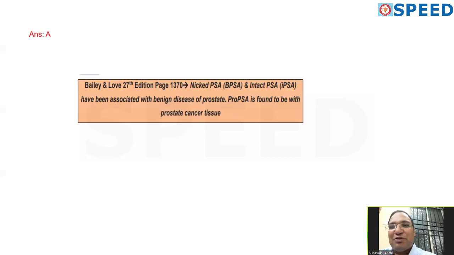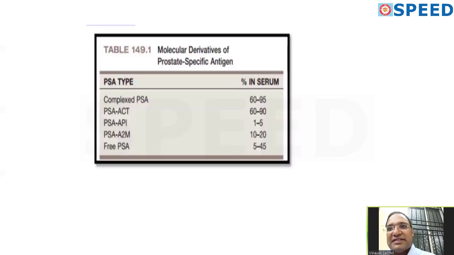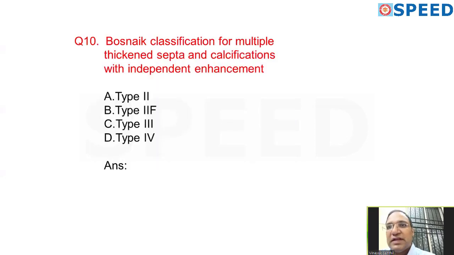Next slide. And this is a typical question from Bailey and Love. It's a typical, straightforward question taken word to word from Bailey and Love. There's nothing else. The same explanation we discussed earlier is almost repeated here, taken straight from them. And the same data is given in Campbell also, so it is doubly confirmed. The answer is Pro PSA. Again, you should have remembered this question with the picture. We discussed this Bosniak classification for multiple thickened septa and calcification with independent enhancement. What will be your answer? Yes, what will be your answer?